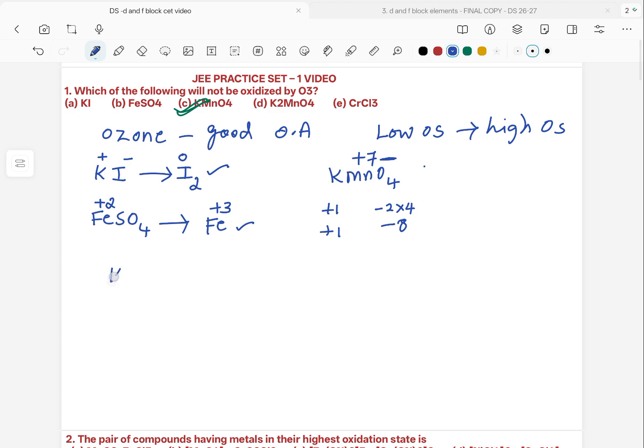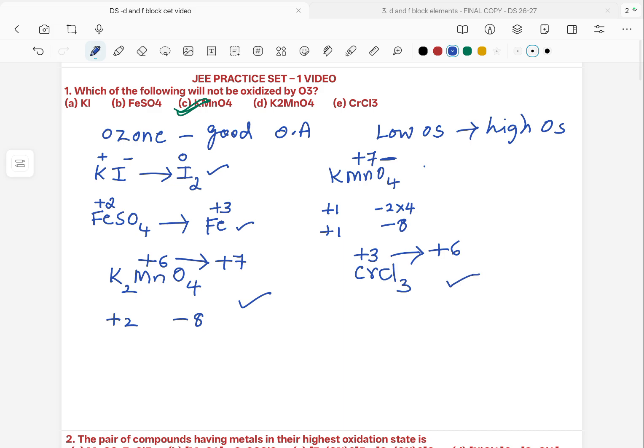K2MnO4. K2MnO4 is potassium manganate, where potassium is +2, oxygen -8. So it is -6, taken out +6, which can be oxidized to +7. Therefore, it can be oxidized. Cannot be the option. CrCl3. Chromium exists in +3. It can get oxidized to +6. So this can also be oxidized. Therefore, cannot be the option. For our question, C is the correct option.